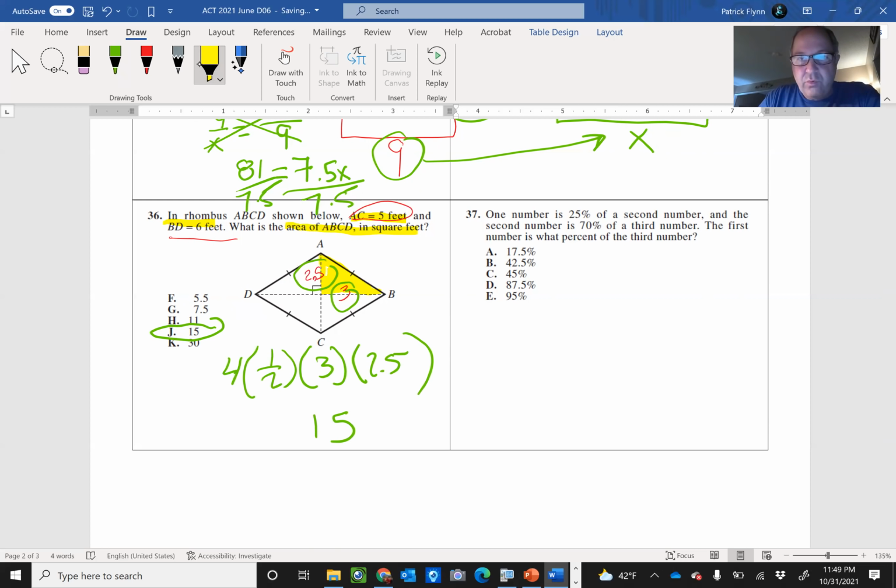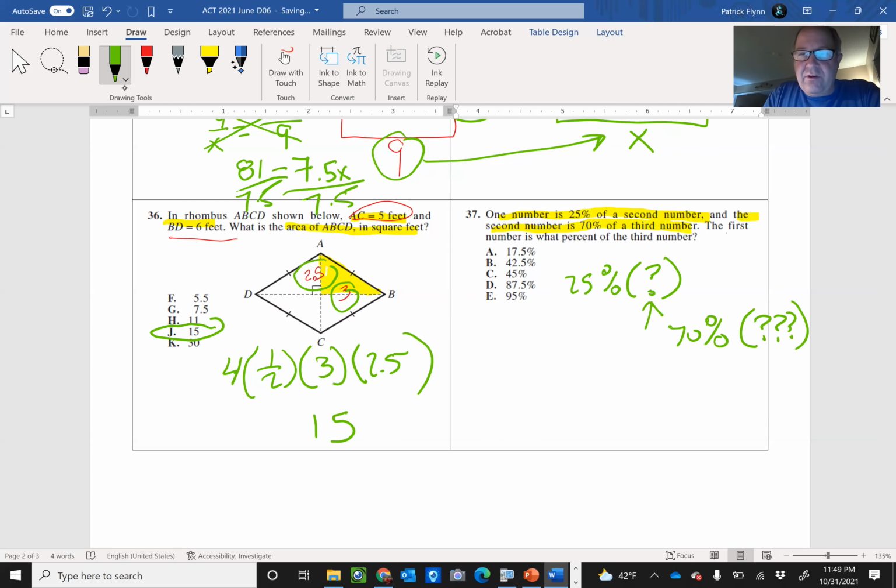Okay, 37, it's just worded very weirdly. We're told one number is 25% of a second number. So I could think of it as being 25% of some unknown second number. And then they tell you the second number is 70% of a third number. So this second number is going to be 70% of some unknown third number. I have no idea what that is. And they want to know what the first number is, what percent of the third number? Well, multiply your percents. And when we do that, we wind up with letter A, 17.5%.